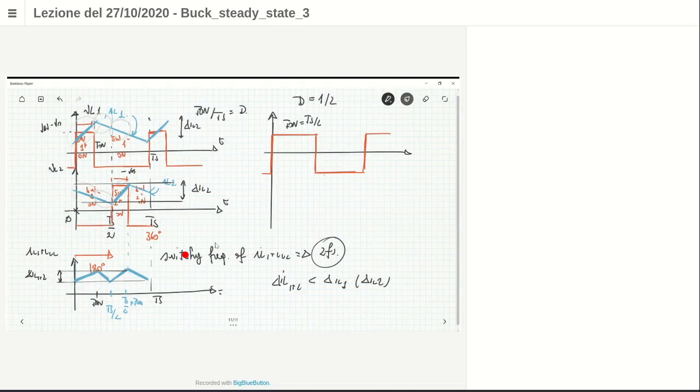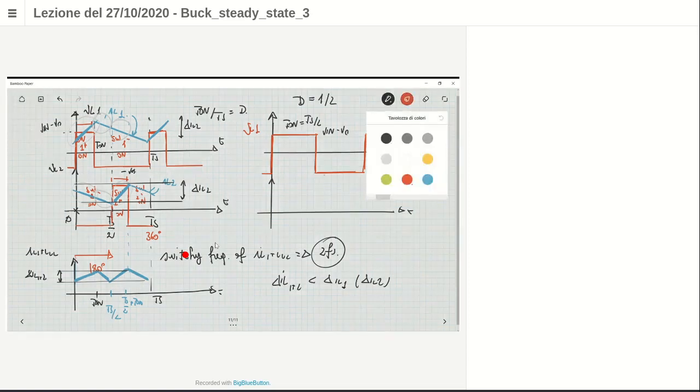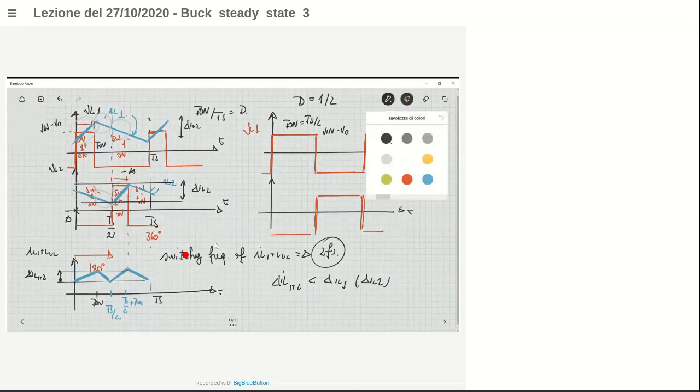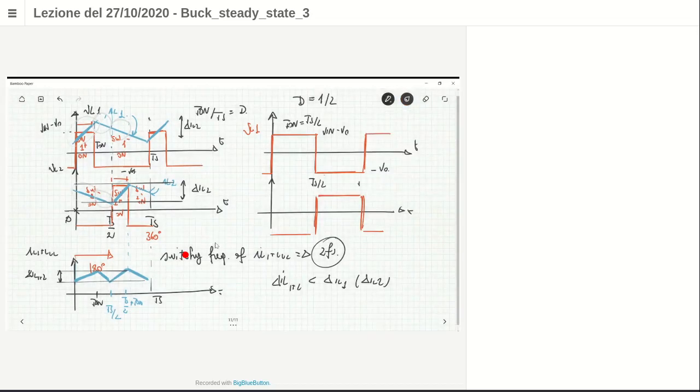Ton is Ts divided by 2. And this is VL1. Okay? It's V in minus V naught, negative V naught. For VL2, you have the same, but remember that we have to shift by half the period. This is VL2. Okay, so they both have 50% duty cycle, so there is a shift of 180 degrees.